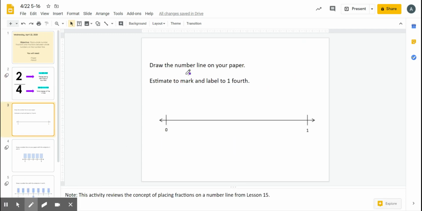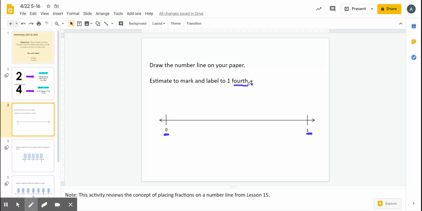So on your piece of paper, I want you to draw a number line that looks like this one here. Our number line has a starting point of 0. That means we don't want any numbers right now that are less than 0. And then it has an end point of 1, meaning we don't want any numbers greater than 1 right now. That's not our focus. So go ahead and pause the video here and make sure you have a number line that looks like this one. So when you're ready, it then tells us to estimate, to mark, and label 1/4.